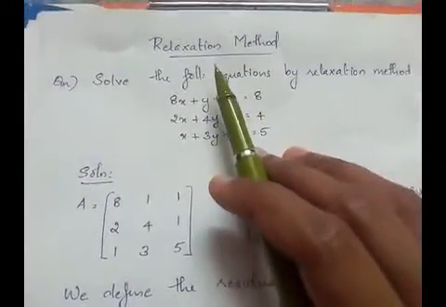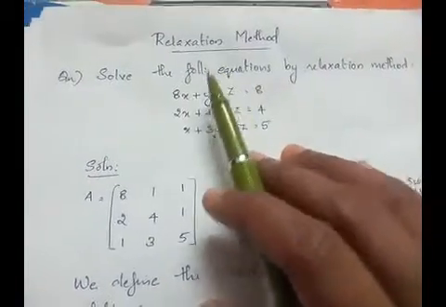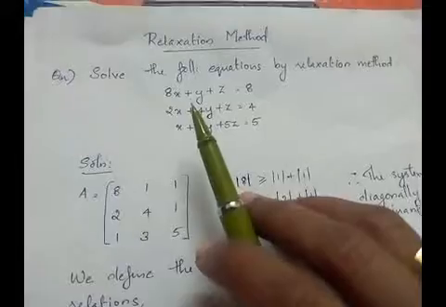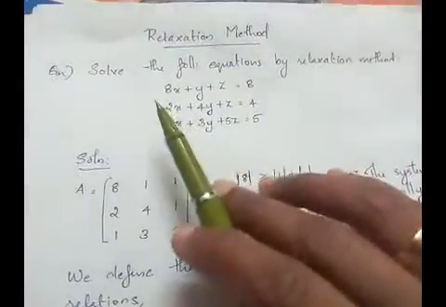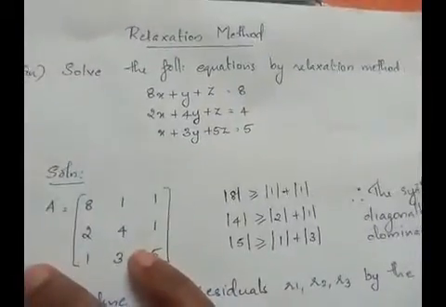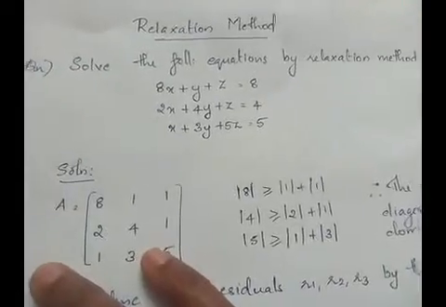Relaxation method. Relaxation method is an indirect method to solve the system of linear equations. Let's see how this method can be used to solve the given system of equations. Okay, now this is a question. We have three equations in the system.